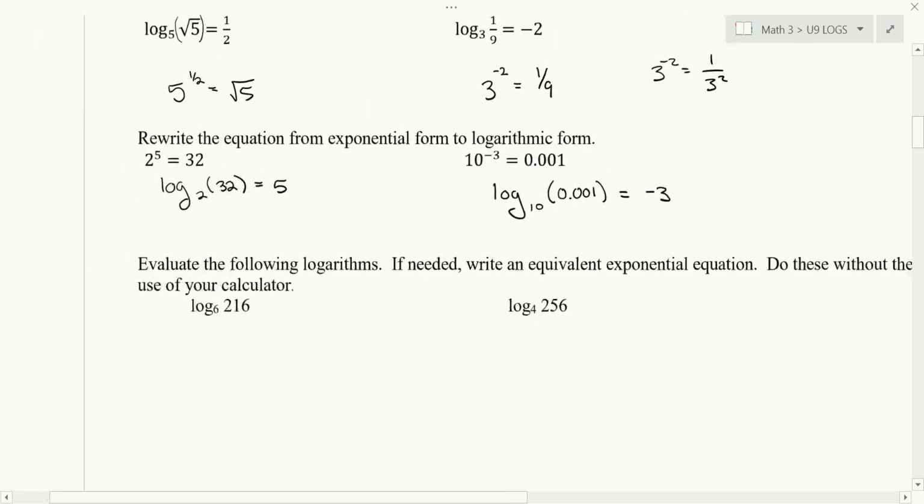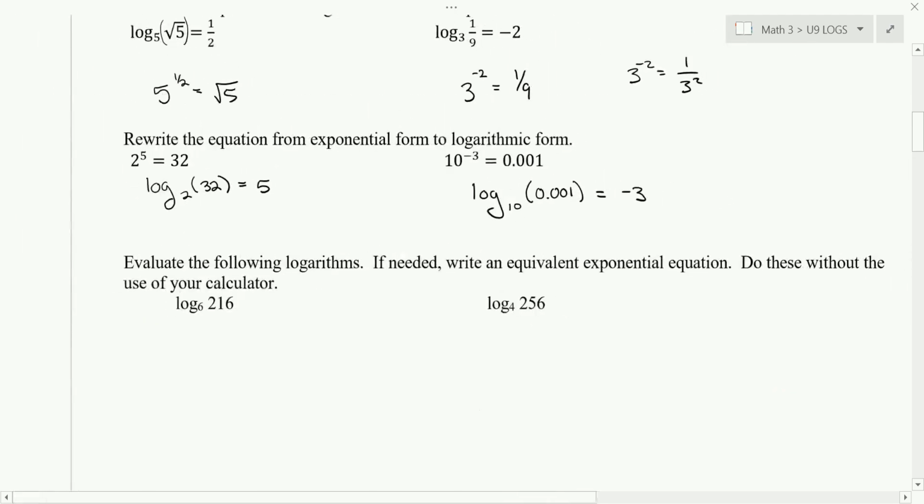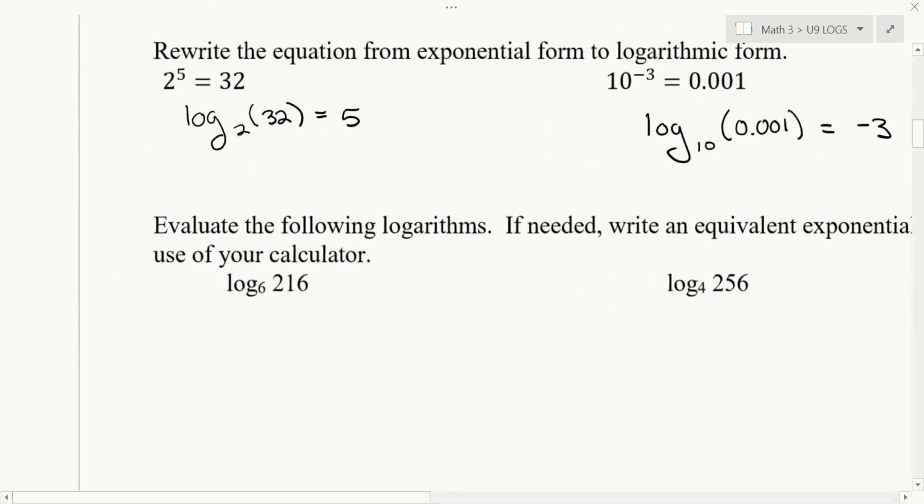So these first problems are like what we were doing for homework before. The only difference is they have the log here instead of what power. And so if you're finding log base 6 of 216, you're asking the question, 6 to what power is 216?